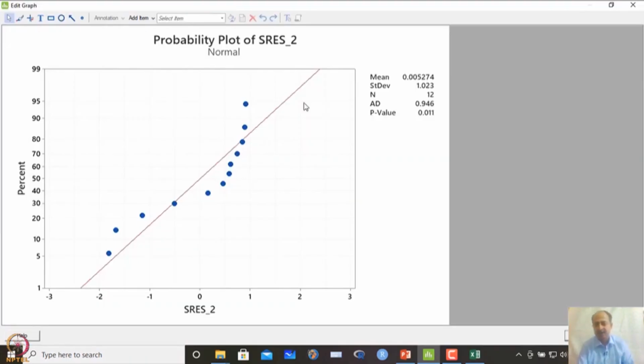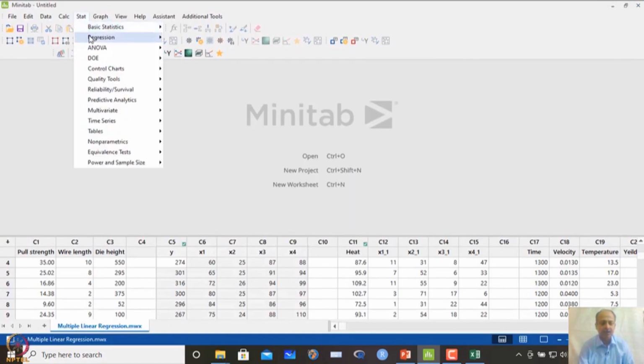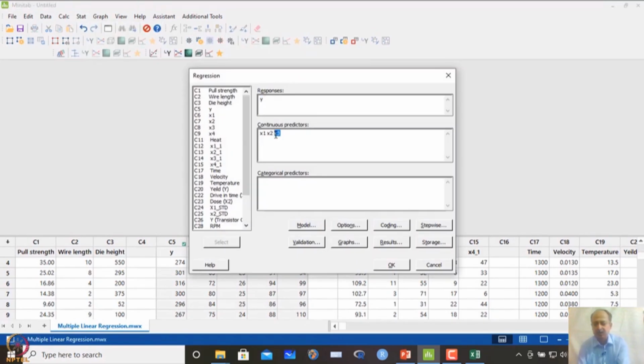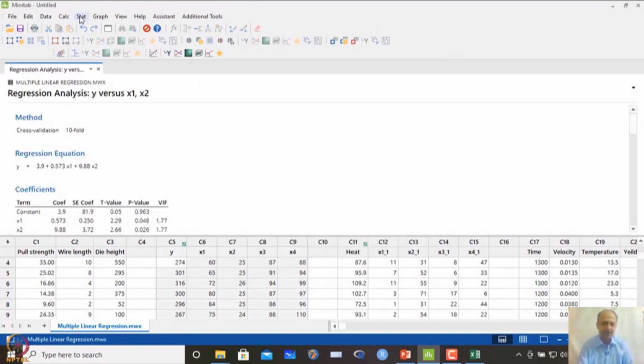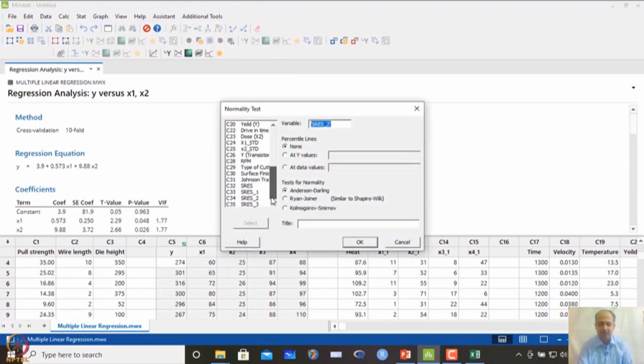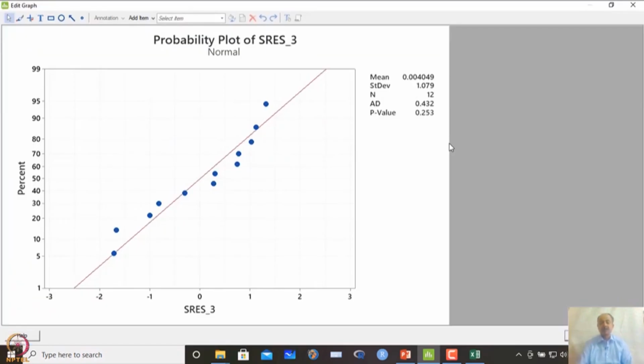So, if I restrict this to a 2 variable model, I go to basic regression analysis, fit regression model, and instead of x3 I use x1 and x2 only, which is suggested by stepwise regression. I save the residual, and I do the normality test with the residual 3 which is saved over here, and what I see is that the residuals are perfectly following normal distribution, p value 0.253.